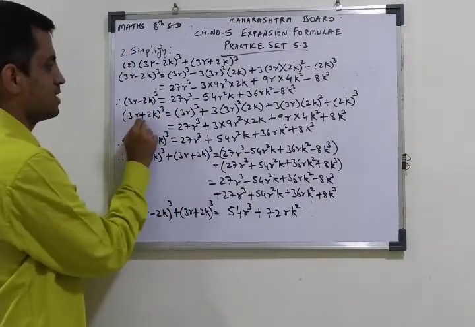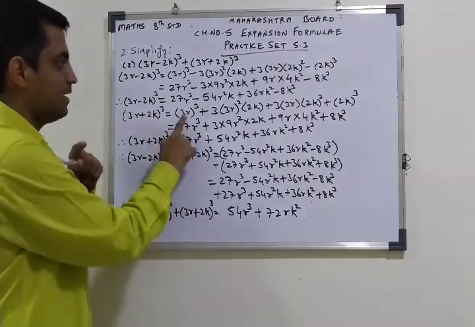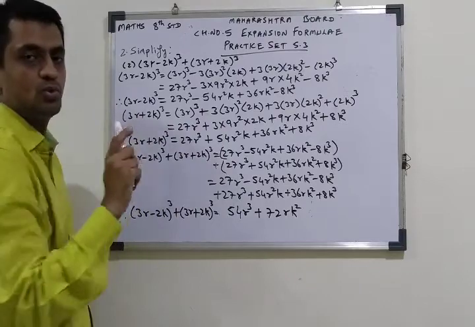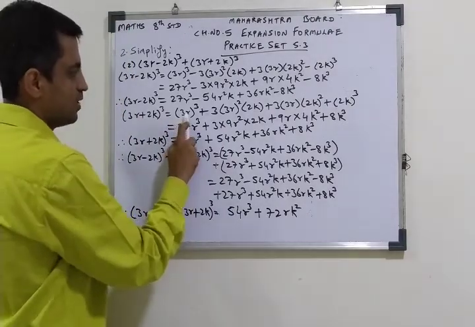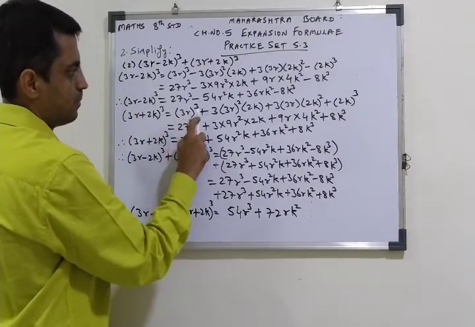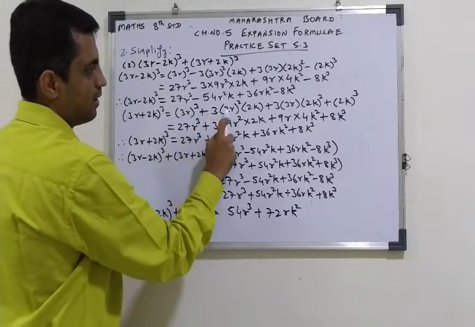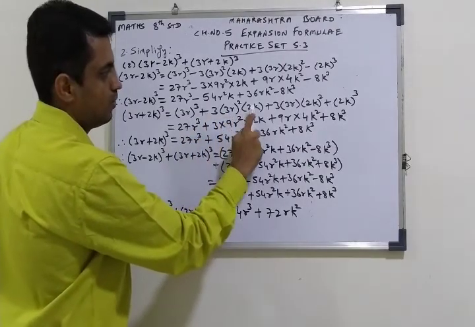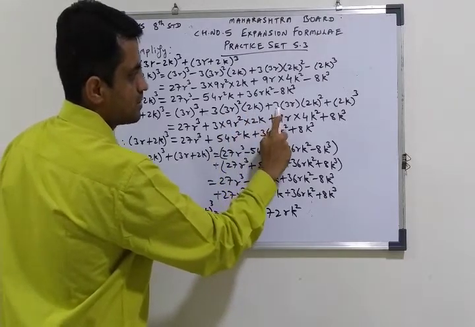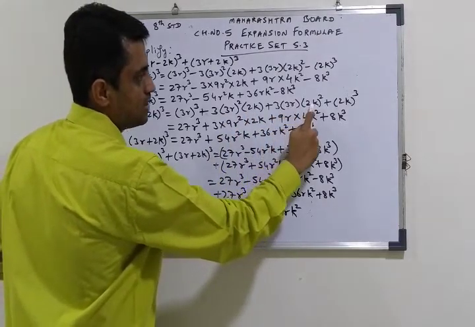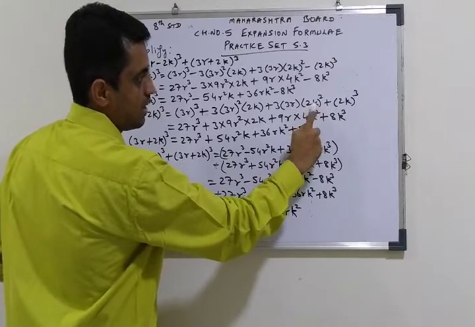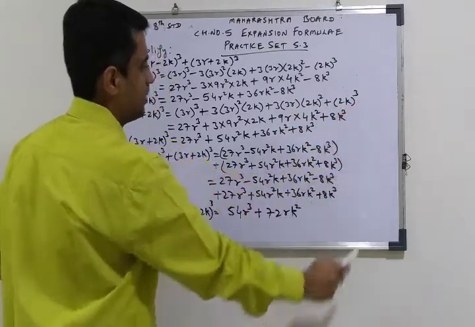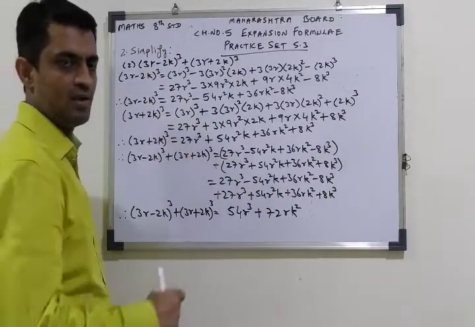So this is (a + b) the whole cube. Our a is 3r and our b is 2k. Here we are substituting the values: a cube plus 3 a square b. Our a square means (3r) square into b, which is 2k, plus 3 into a into b square. B square means (2k) square, a means 3r, plus b cube. B cube means (2k) the whole cube. So we are just substituting the values.